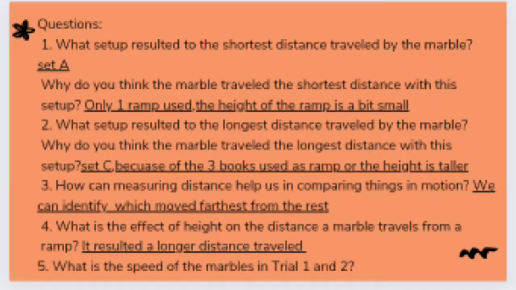The answer for number 1 is set A. Only one ramp used, and the height of the ramp is a bit small. Number 2, set C. Number 3, we can identify which moves farthest from the rest. And for number 4, it resulted in a longer distance traveled. And for number 5, these are the answers.